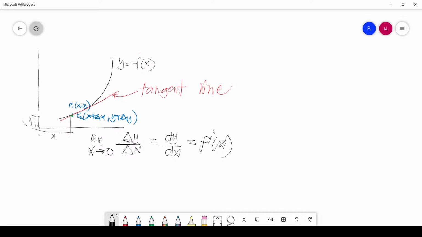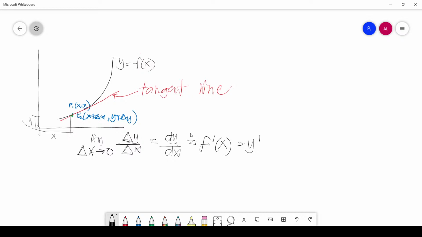Or y prime. So these are typically the notations of the derivative. It becomes dy over dx if our delta y over delta x has delta x approaching 0. So that is how it becomes.